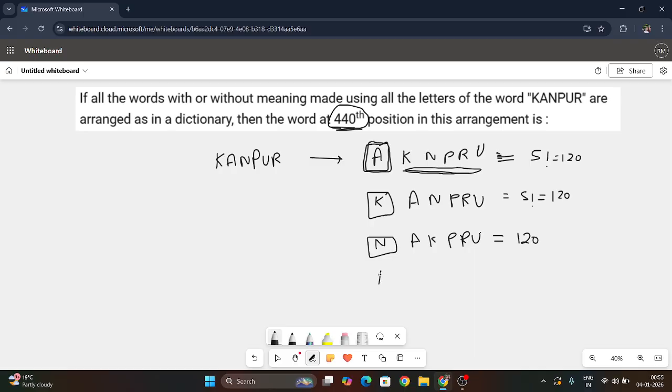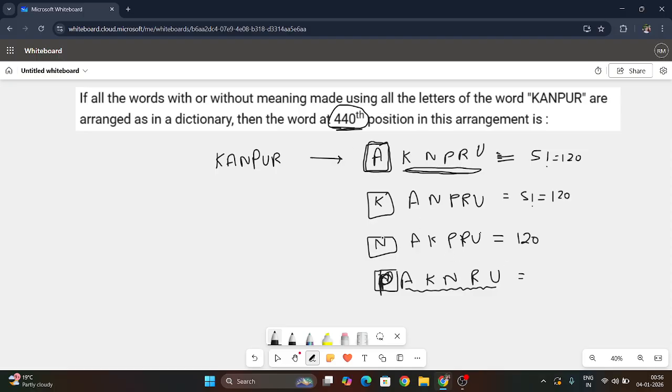After N, what will come? P will come. Okay, so P will come. Let's write P, and P, A, K, N, R, U. If you fix the P, you can arrange the remaining 5 letters in 5 factorial ways, and that's going to be more than 440.